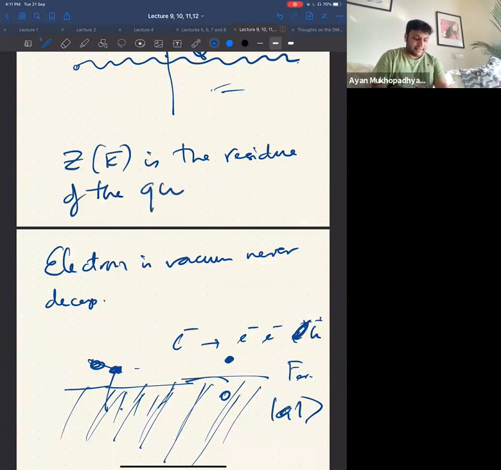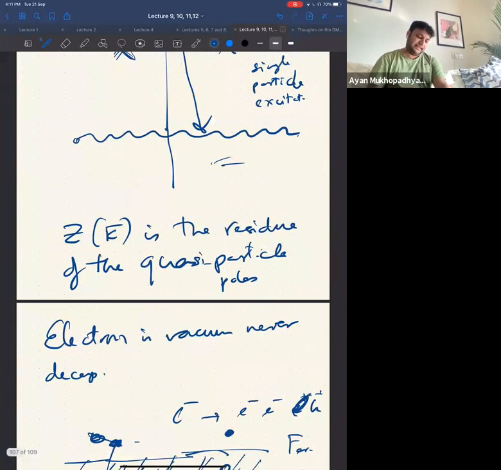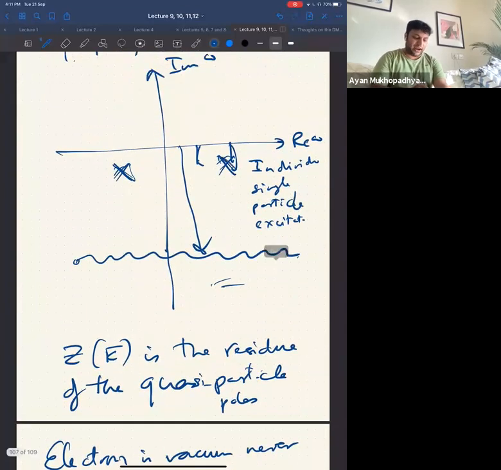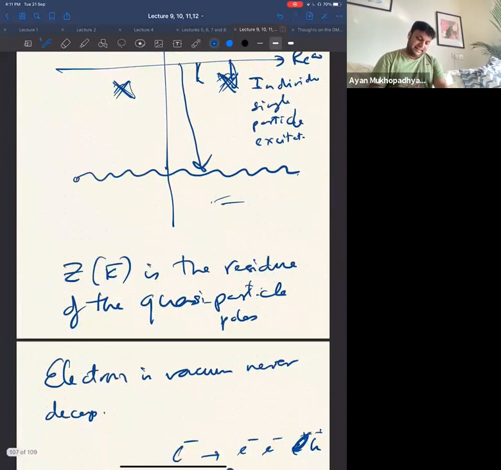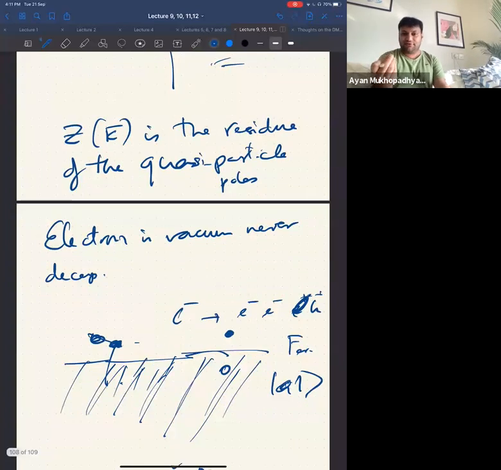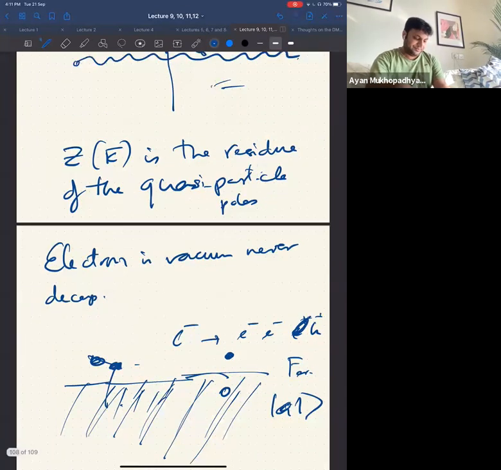And these are called quasi-particle poles. Now, why is it called a quasi-particle pole? Because it's almost a particle, but not quite. In an interacting theory, it's not an infinitely long-lived excitation, but here it will have a finite lifetime. Basically, it mixes with multi-particle states, so it's not a single particle state as such.